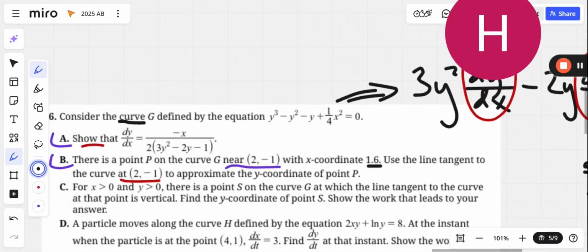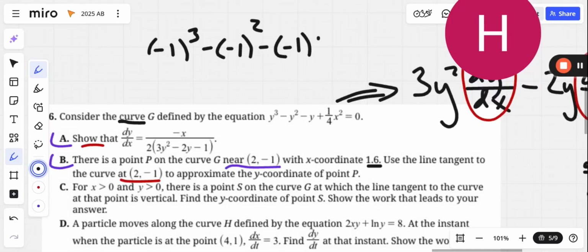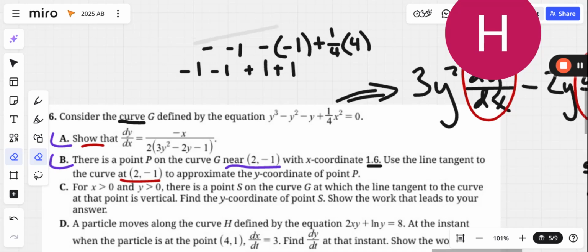Okay, let's just plug this in so that I'm not guessing. Negative 1 cubed minus negative 1 squared minus negative 1 plus 1/4, and then 2 squared is just 4. So we get negative 1 minus 1 plus 1 plus 1. Yeah, that does equal 0. Okay, so aside from how weird that wording is, it seems very strange to me.